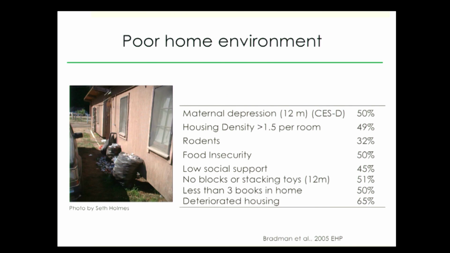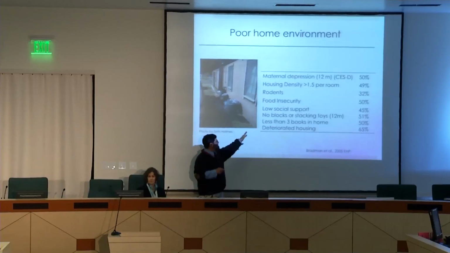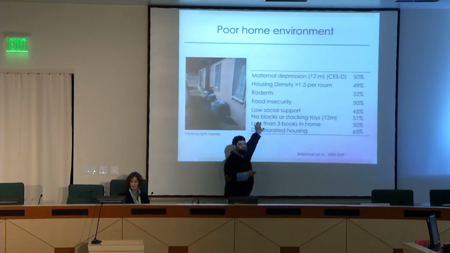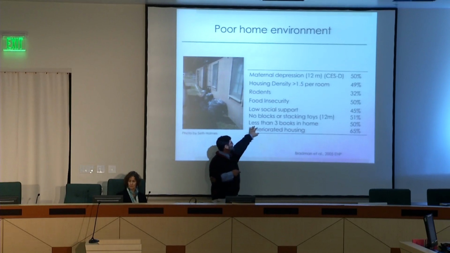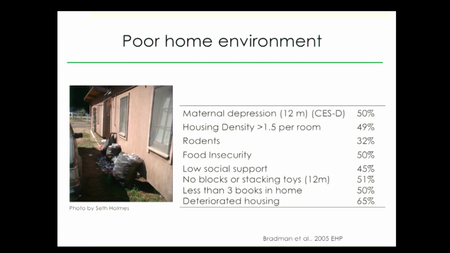Just to summarize some of the information from our study, there's very poor home environments in a lot of different levels. There are high rates of maternal depression, lots of crowding. These are off the chart in terms of crowding compared to national reference data, lots of pest infestations. In an agricultural area, we have food insecurity in this big food producing area, low social support, not great stimulation for the kids. No blocks or stacking toys in many of the homes, very few books in many homes, and lots of homes with deteriorated housing. These are all important factors.